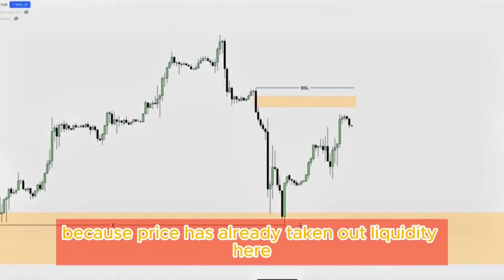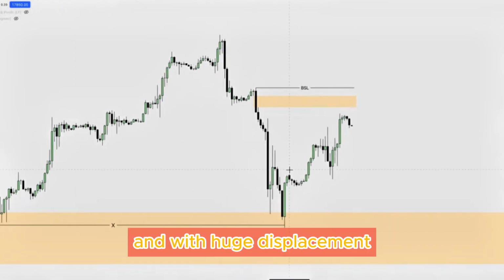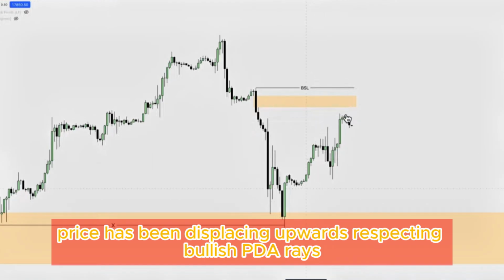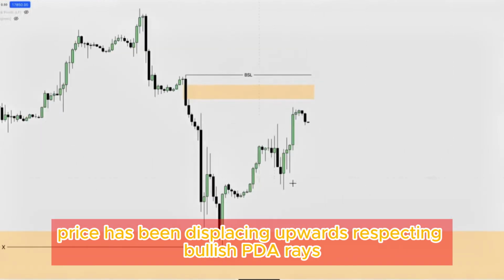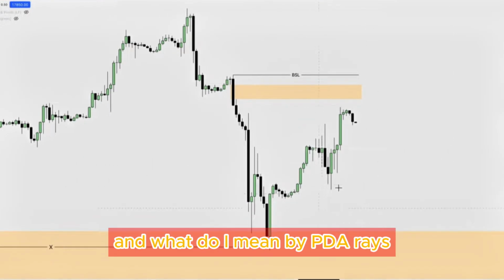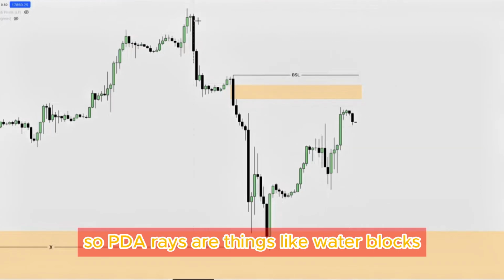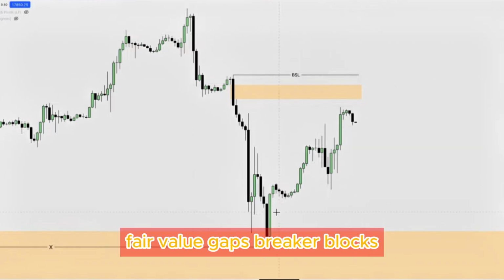Because price has already taken out liquidity here, and with huge displacement, price has been displacing upwards, respecting bullish PD arrays. And what do I mean by PD arrays? So PD arrays are things like order blocks, fair value gaps, breaker blocks, that sort of stuff.